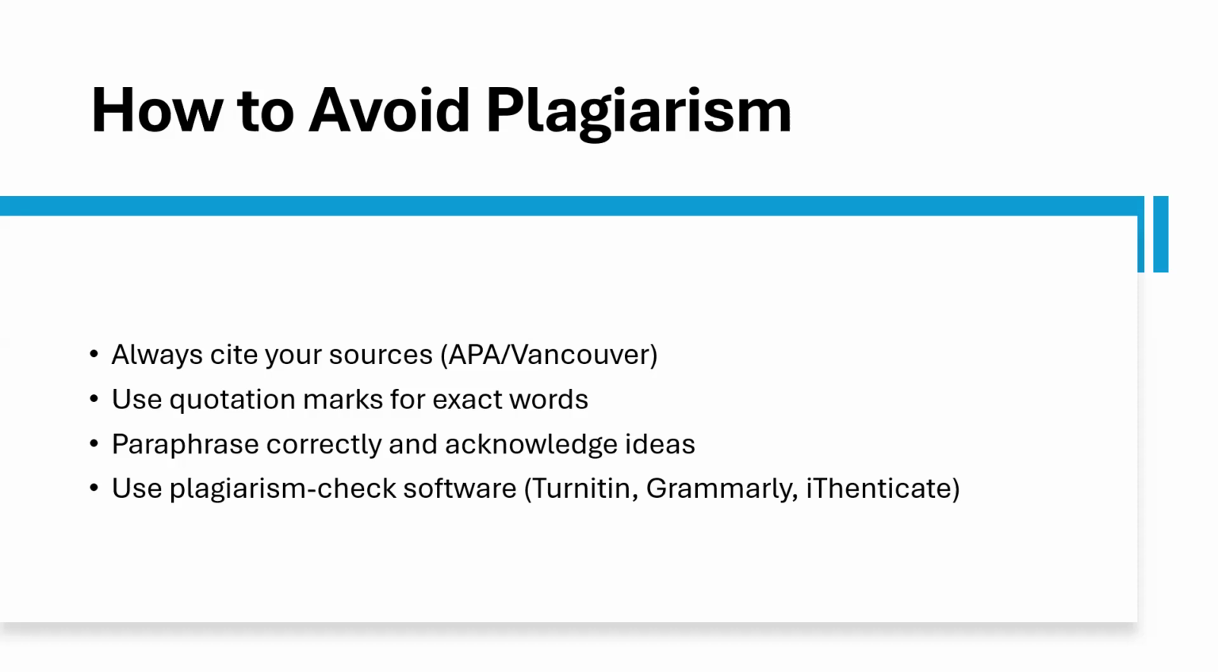And then you have to use quotation marks for exact words. If you are quoting someone's exact words, you have to use quotation marks. In previous lectures we did study these particular things, and in the upcoming lectures we will be studying in more detail how to use quotation marks and all these things. And then you have to paraphrase correctly and acknowledge the ideas, and then use plagiarism check software.